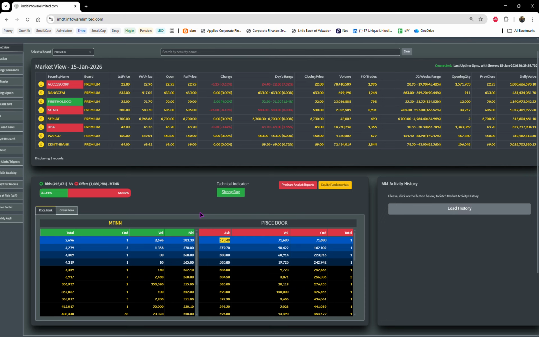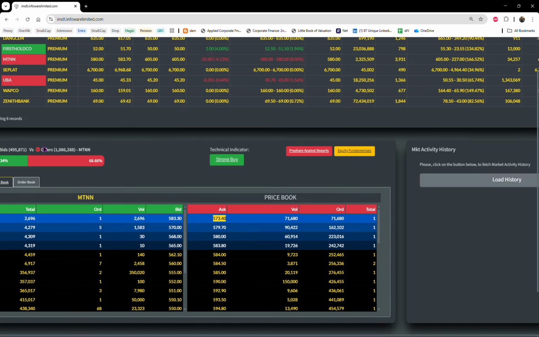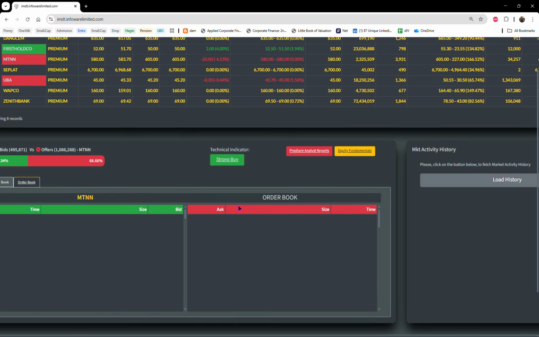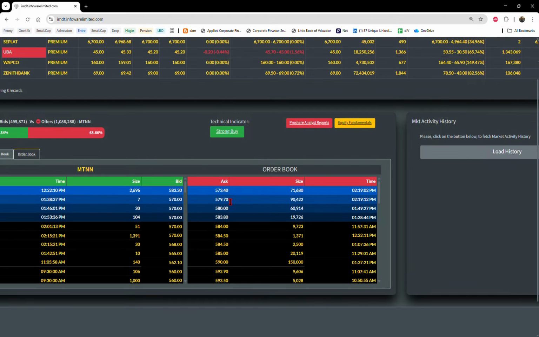In fact, if the market is very, very liquid or very active, the order book can be changing every second as people are buying, selling, changing their price, cancelling, and so on and so forth. So now, if you want to trade, if you want to invest, for example, let's say I want to buy 100 units of MTN stock. What to do? You come to this app, or whichever app you are using. Look at the order book.